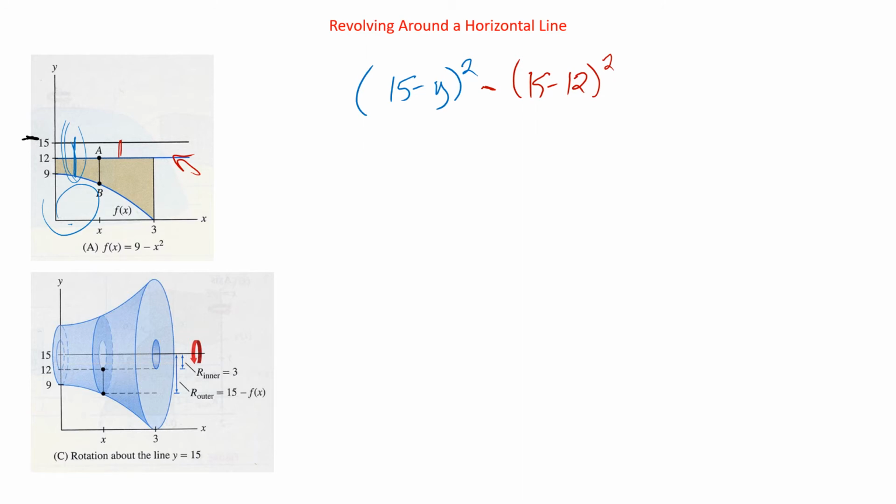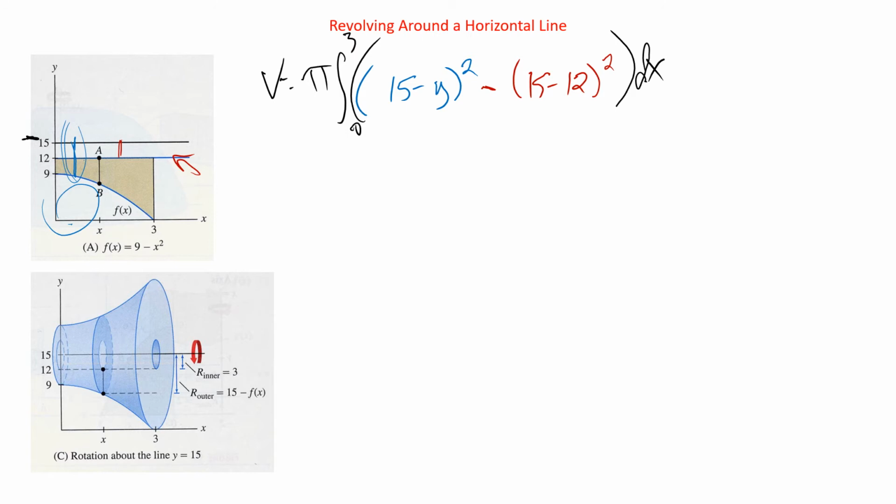So we have from 15 minus y squared minus 15 minus 12 squared. We're going to take the antiderivative, pi, volume, a dx over here because we're doing it horizontally, the width of our washers, just like if these were discs, the width of the discs would be dx. And then our x values, we're going from 0 to 3, which it mentions in the problem. I just didn't mention that. So we're going from 0 to 3.